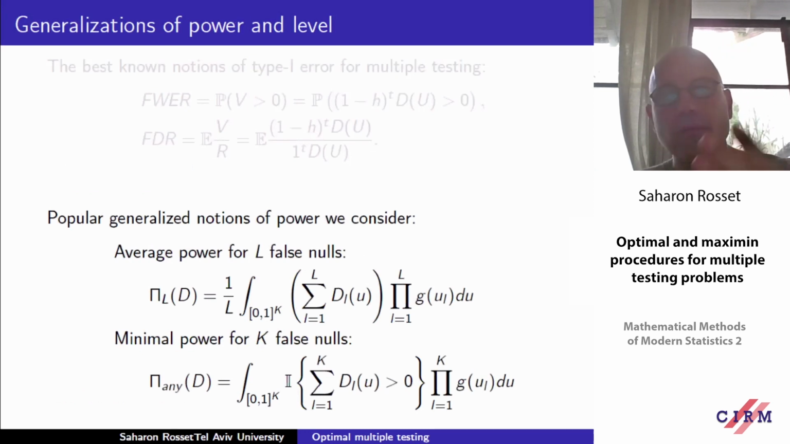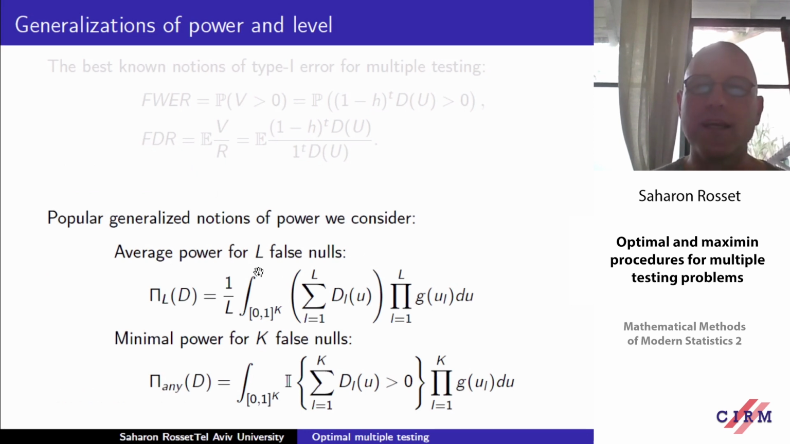And I assume these family-wise error rate and FDR definitions are well known. But what we also have to define for our framework is a notion of power for multiple testing, because this is what we will want to optimize, maximize. So here in this talk, I'm going to be considering these definitions.